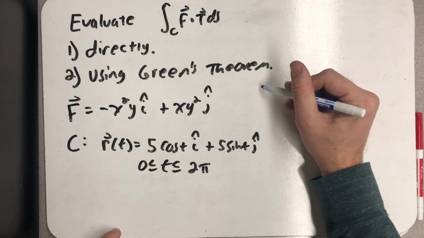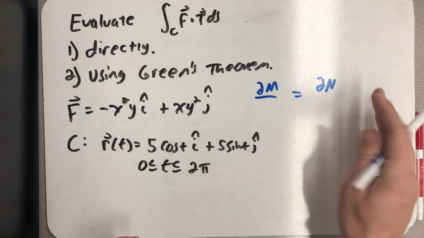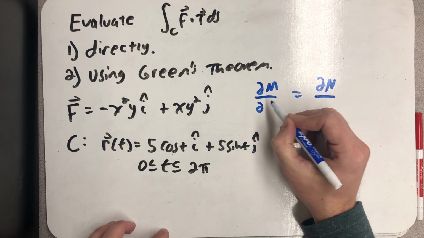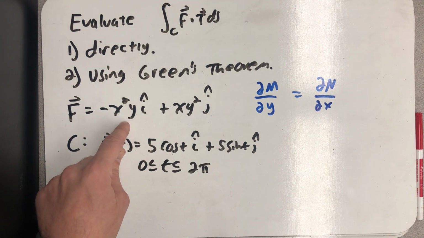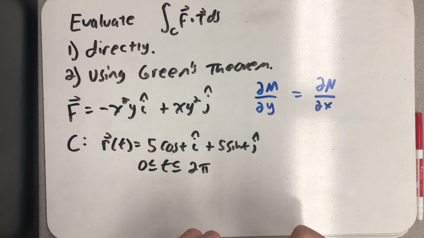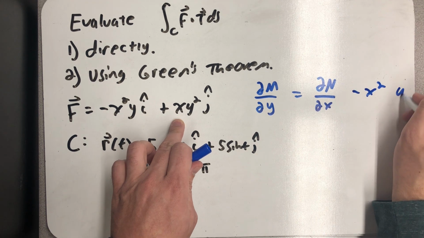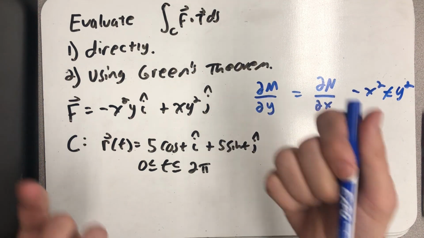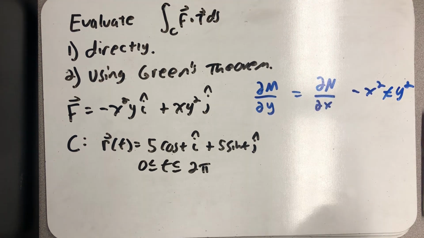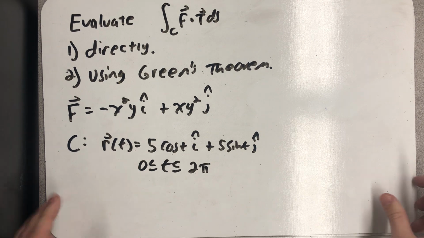This is a path in the plane, so if I think about my component test, I need to compare the partial of M and N, and it's only the one statement, which is really nice. And so I look at the partial with respect to y here, and I get minus x squared. And then the partial with respect to x here would be positive y squared, and those statements aren't equal everywhere. So this is not a conservative field. So I actually have to either compute it directly or use Green's theorem. I can't use the fundamental theorem of line integrals.